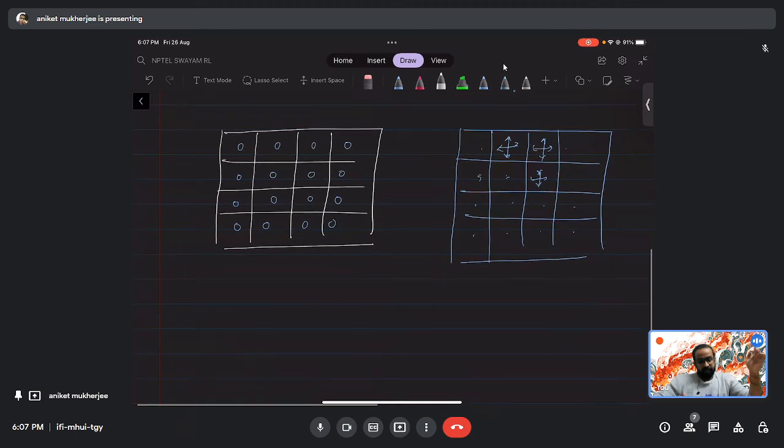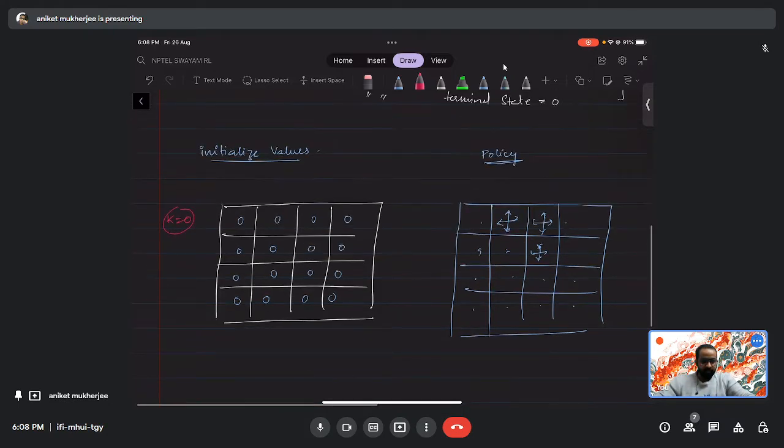So now what I'm trying to do is, this is K0. This is the first step. This is my initialization. Now I need to update my values based on this policy that you see on the left.